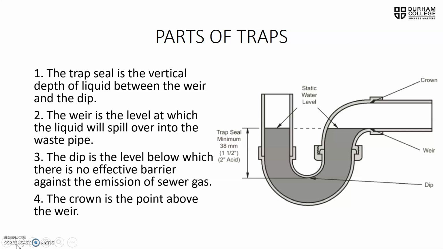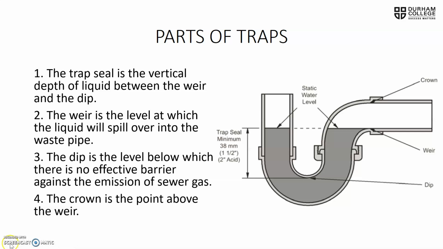And then lastly, our crown. Our crown is the highest part of our trap. It's located directly above the weir. It is also located on the outlet part of the trap, again leading into the trap arm of the fixture.